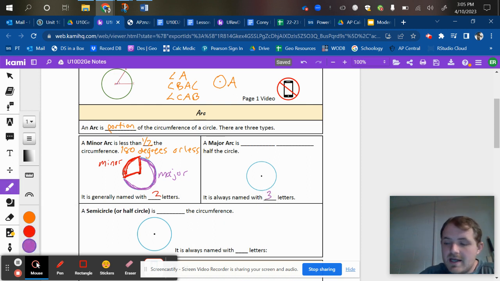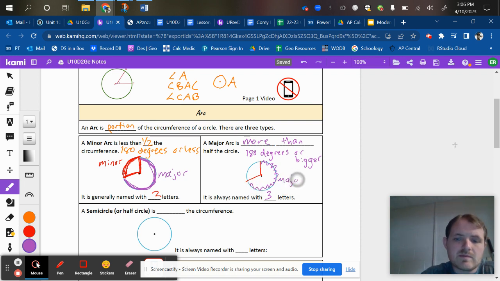So a major arc is going to be an arc that is more than half the circle, or 180 degrees or bigger. Bigger is a better word there. So again, if we had that same little red arc, the major arc would be the one out there. And that's the one that we would want to use three letters for.